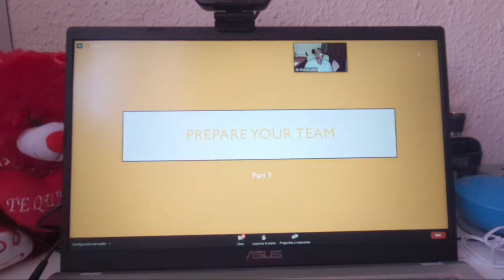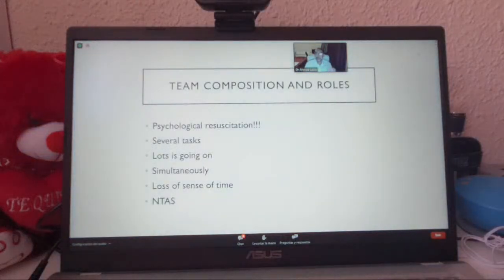Prepare your team, and this is what I call psychological resuscitation. We talked about anatomical resuscitation, physiological resuscitation. Your team needs psychological resuscitation. If you are the team leader and you are shaky and not clear and mumbling and your plan is not clear, believe me, your team will not be as confident and as in control of the situation as you are. So prepare your team.